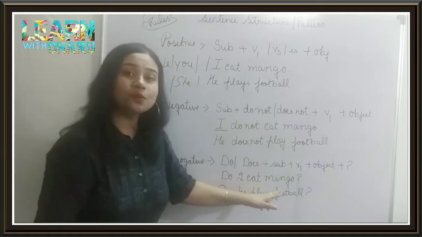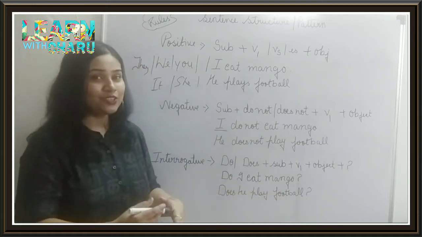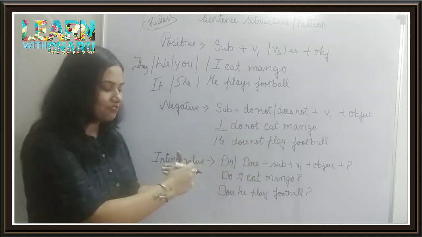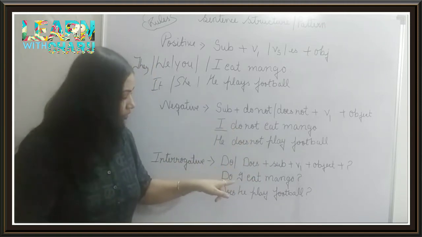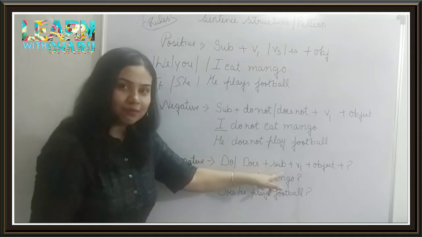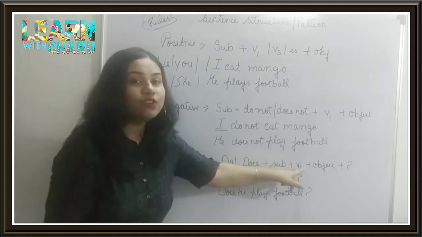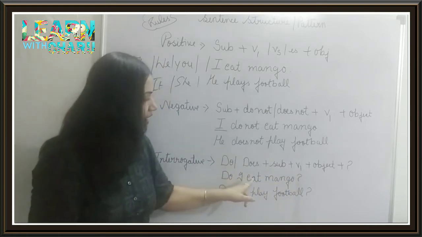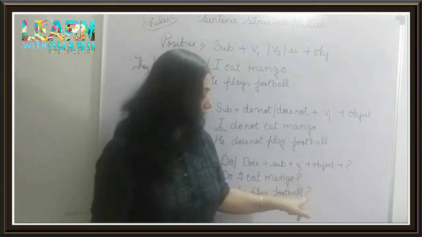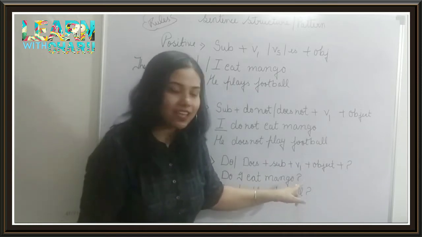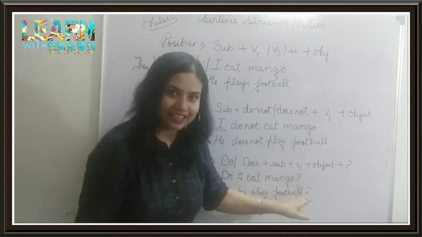Do I eat mango? I told you that these come first, okay? The one that was in the middle here, they come at first. So with do, I is the subject, right? So do is here, do, I, and V1 is eat. Do I eat? Object is mango, and after that I have added the question mark. Okay? Question mark I have added, right?